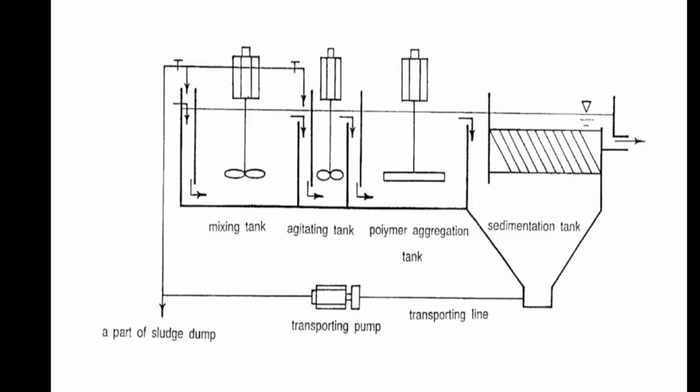In the polymer aggregation tank, that is the flocculation tank, the flocks are formed, and this water is allowed to enter into the sedimentation tank where the sediments are deposited at the bottom of the sedimentation tanks, from where the sediments are timely removed. And one part of the sediments is transported into the inlet for the proper formation of flocks, and the excess sediments are collected in the sludge dump.